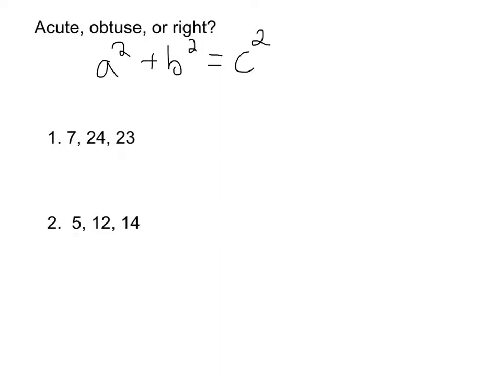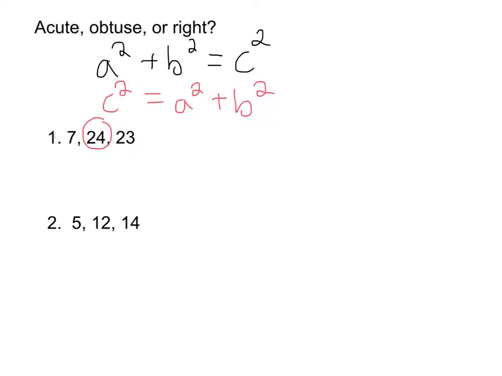So let's take the first lengths, and I'm going to teach you how to use the Pythagorean theorem to do just that. Given 7, 24, and 23, we know that 24 is our only candidate for the c. I'm going to rewrite the Pythagorean theorem with c on the left-hand side because our final conclusion is easiest to remember when it's based off of the c. And you'll see that in just a moment.